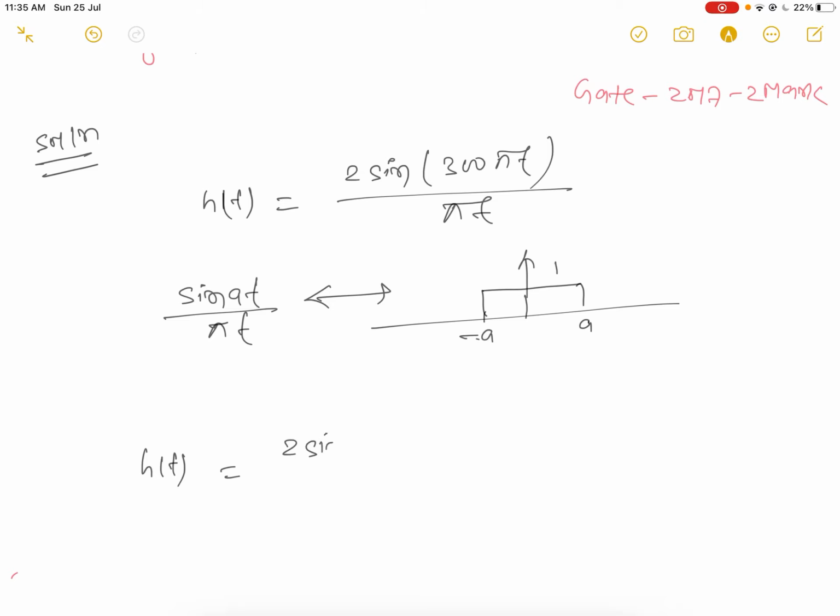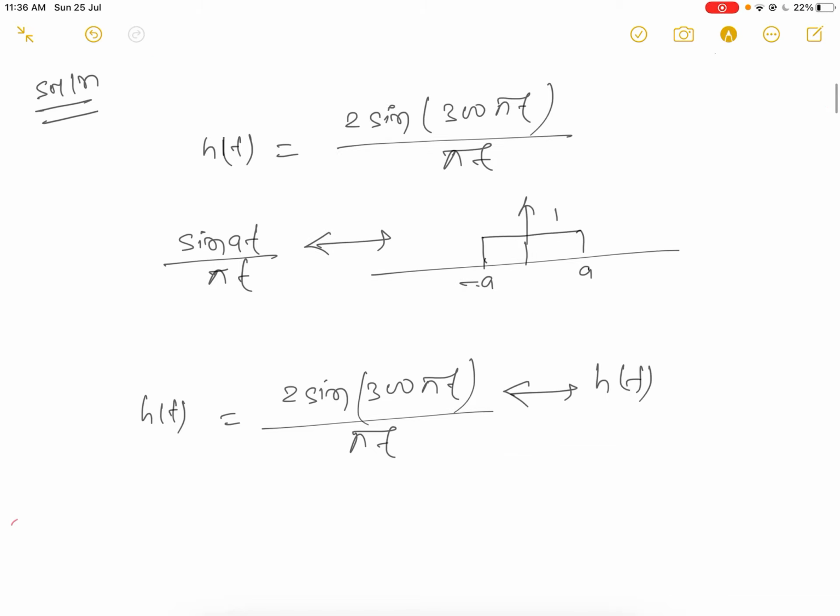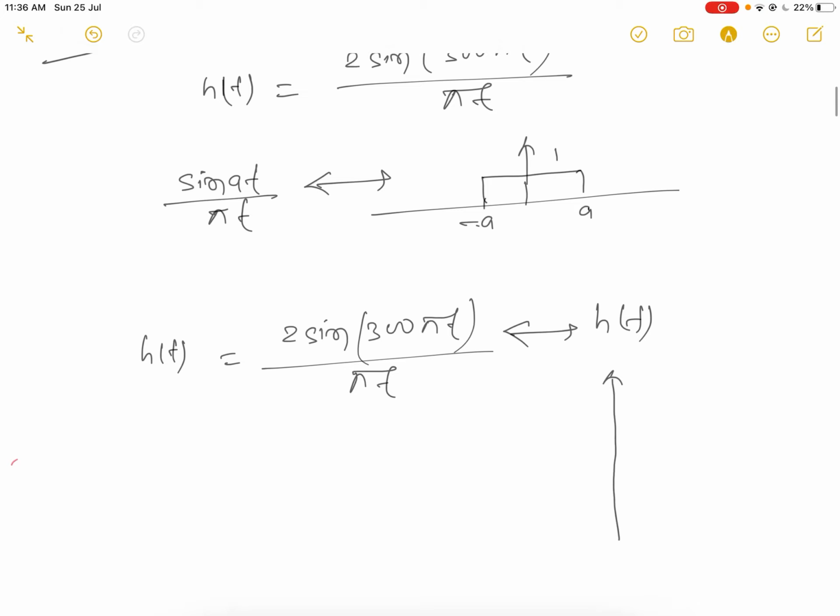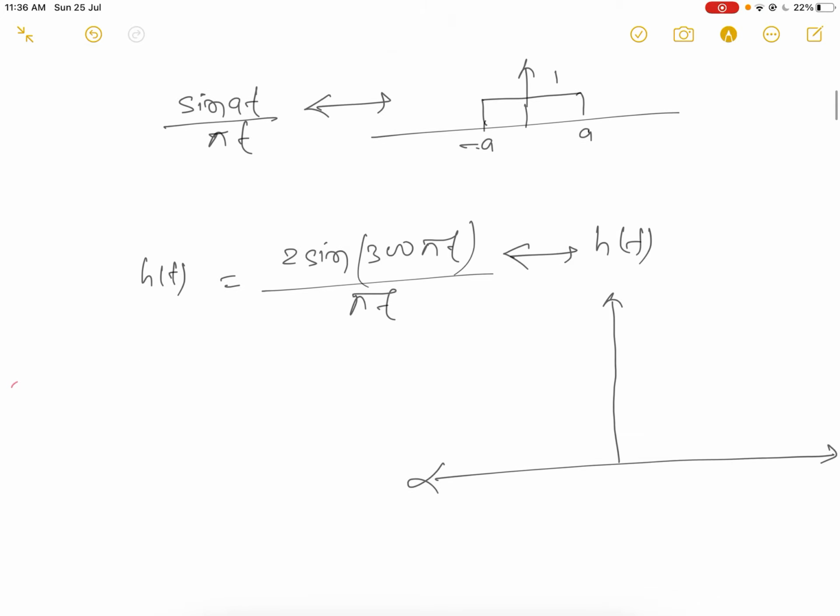h(t) = 2 sin 300πt / πt. Its Fourier transform H(f) will have magnitude 2, from -300π to 300π. It will be the same shape. Okay, so now check it.